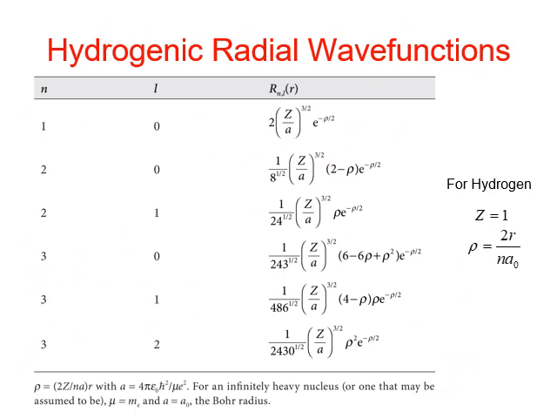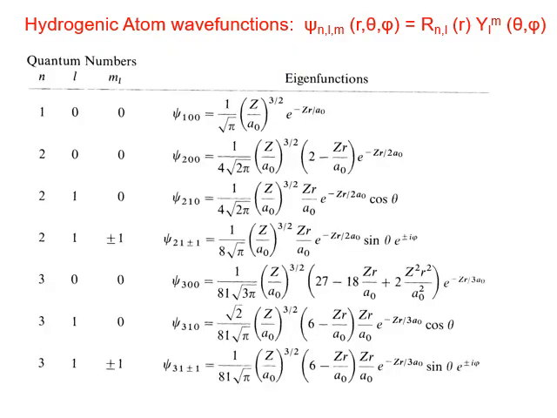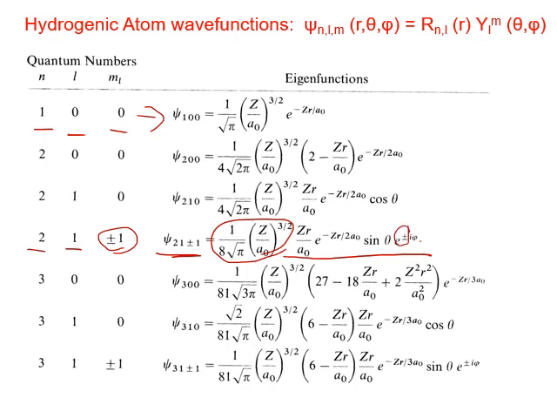Here we show a few hydrogenic radial wave functions. Remember, the total wave function is a product of the radial wave function and the spherical harmonics. And these are only the radial part of the wave function. Here again, we show some hydrogenic atom total wave functions. Each wave function is determined by 3 quantum numbers, n, l, and m. For example, if n equals 2, l equals 1, m can be positive 1 or negative 1. So these two wave functions have the same radial wave function, but the spherical harmonics can be different, e to the positive or negative i phi.